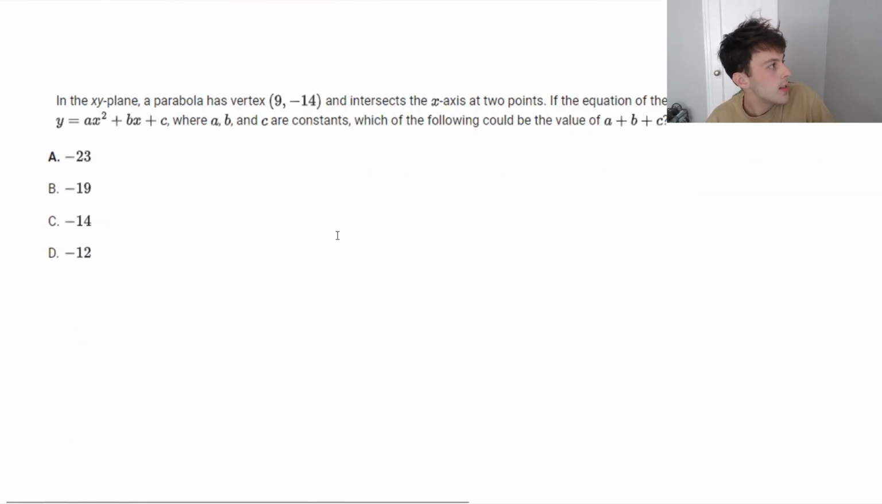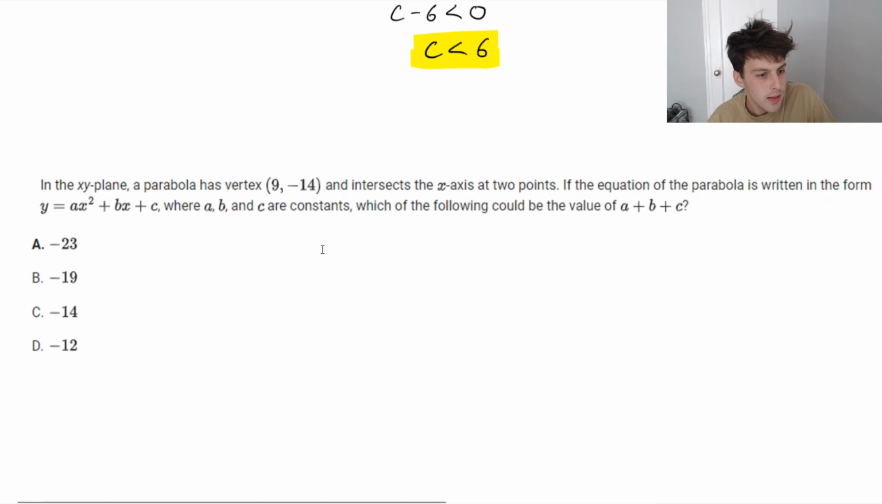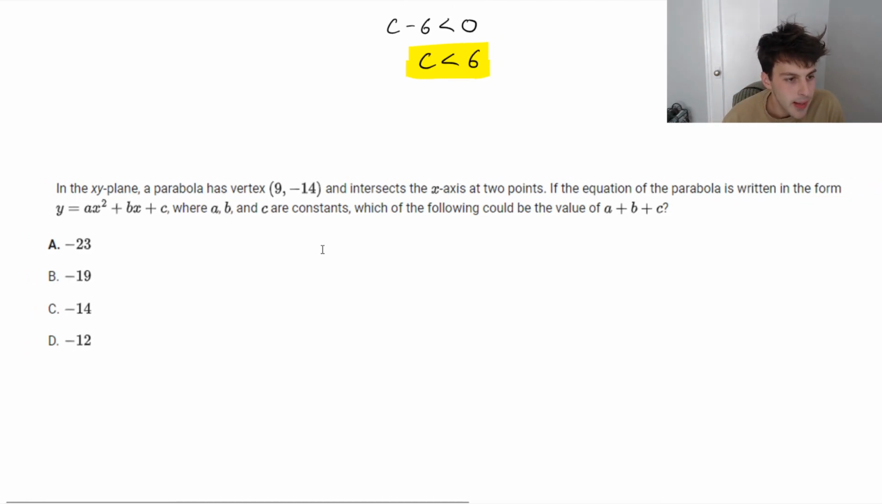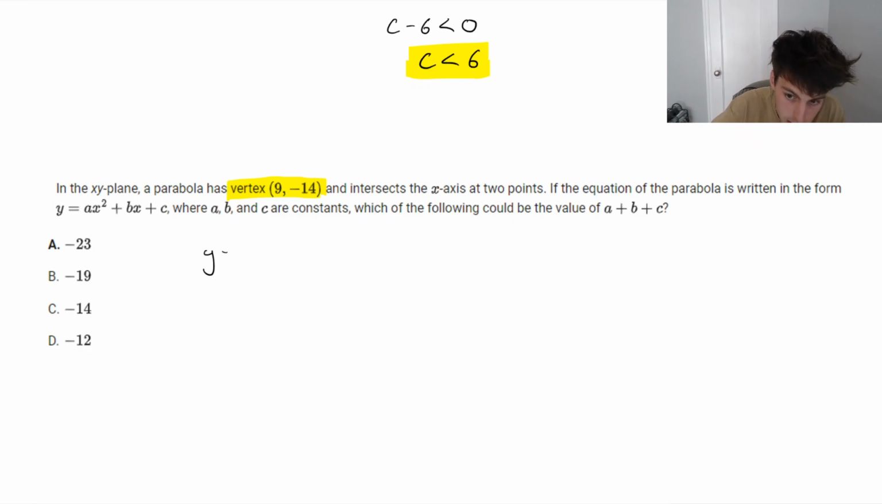Okay, this one says, in the xy plane, a parabola has a vertex at (9, -14), and it intersects the x-axis at 2 different points. And it tells us that it's taking on the standard form, and asks what the value of the sum of our coefficients could be. Whenever I see a point for a vertex, my mind instantly goes to how can I write this parabola in vertex form? So that's just how we're going to start the question.